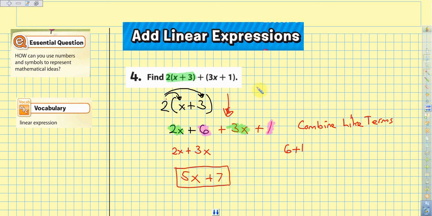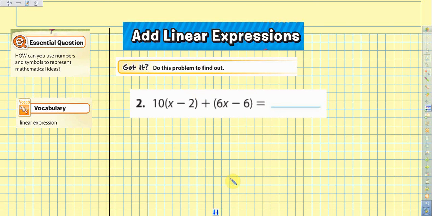So a couple of things to look at. One is this distributive property right here. Distribute the 2. Once you've done that, go ahead and combine like terms. Set your answer up. Coefficients first, number second. Try one. Don't forget you have a distributive property here. Good luck.